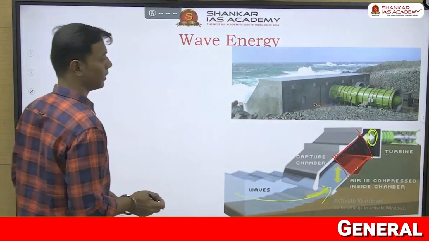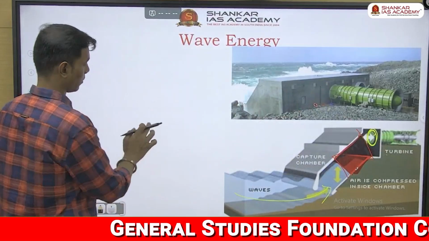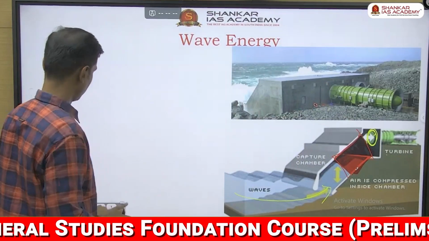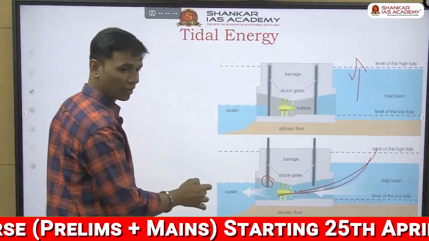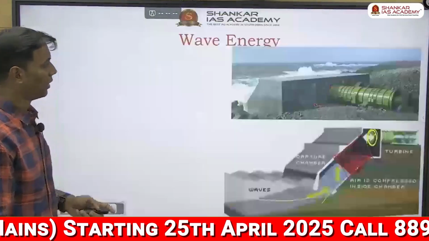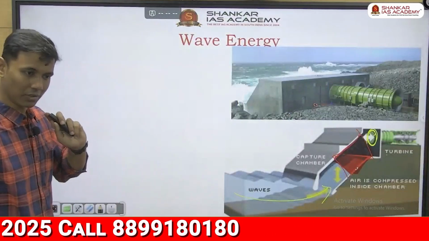So if you notice here, we were using vertical movement of water to store it and then convert it into electricity. Here we are using horizontal movement of the water to compress the air and then produce electricity. That's all. Have you understood this?